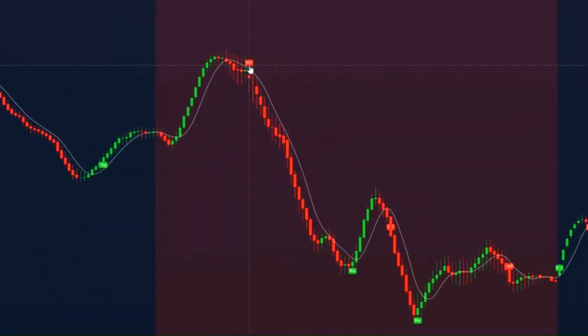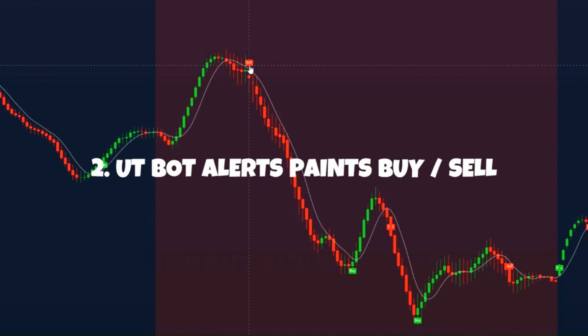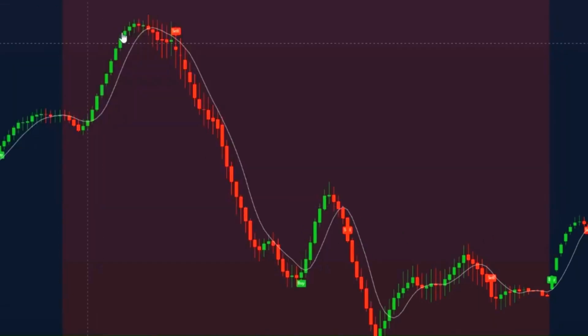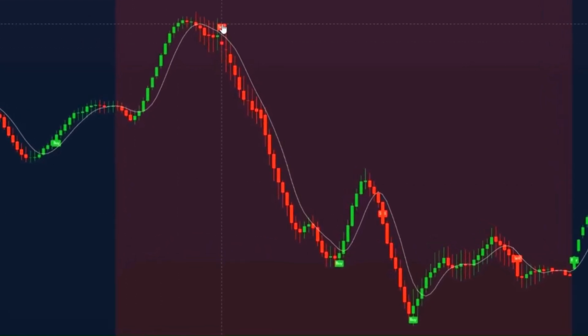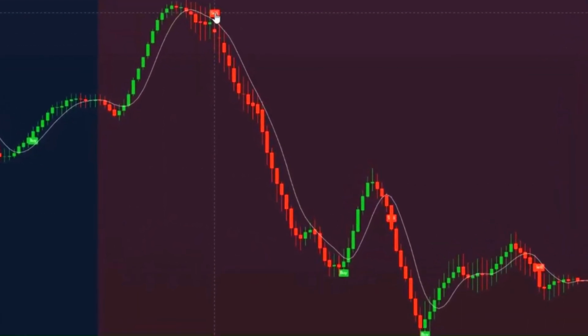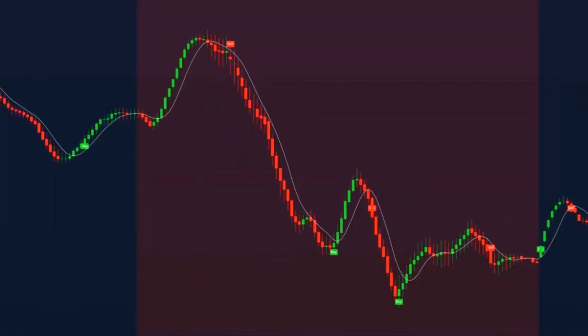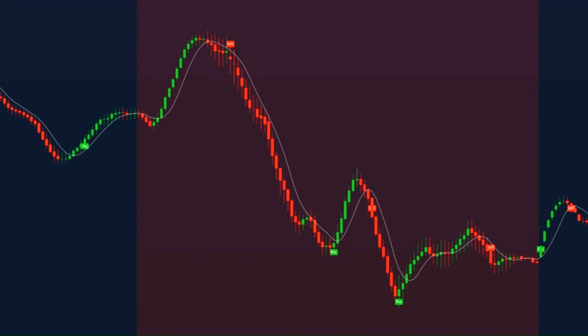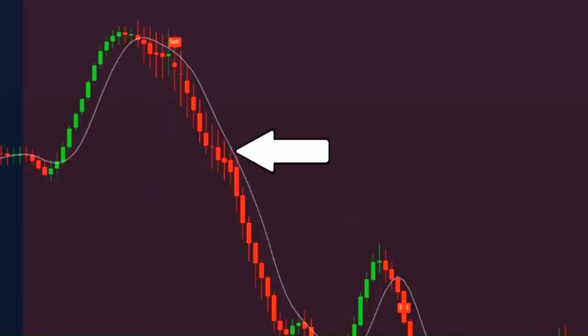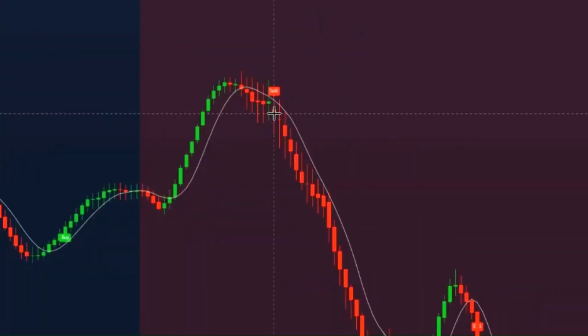Rule 2 for this strategy is to wait for the UT Bot Alerts signal to paint for a buy or a sell. Now each day we will only be taking the first 3 UT Bot Alerts signals. So as soon as the New York session starts, we will be taking the first 3 trades that the UT Bot Alerts gives us. Rule 3 for this strategy is we have to make sure that the candle is red for a sell and green for a buy, and for a sell the price has to be closed below the linear regression line, which is this white line right here. Enter at the close of the candle.